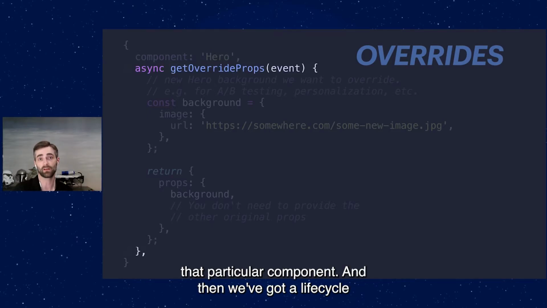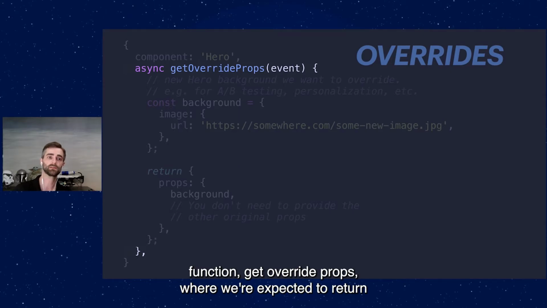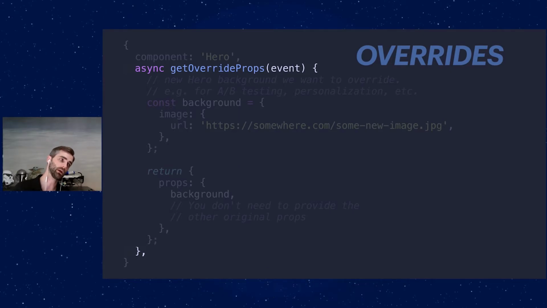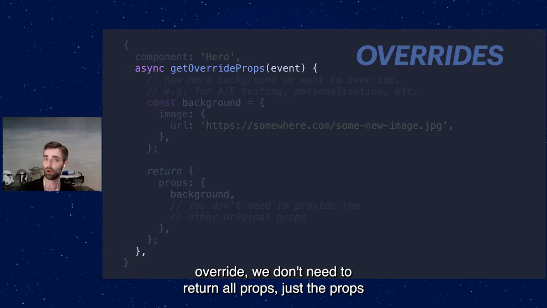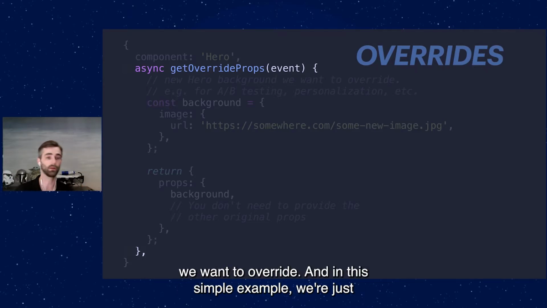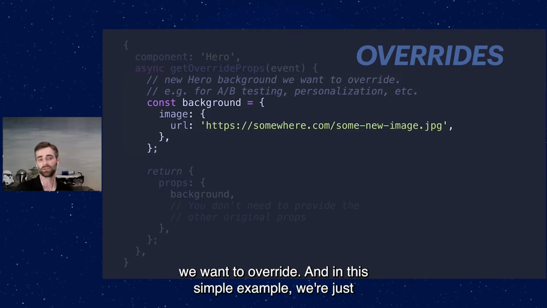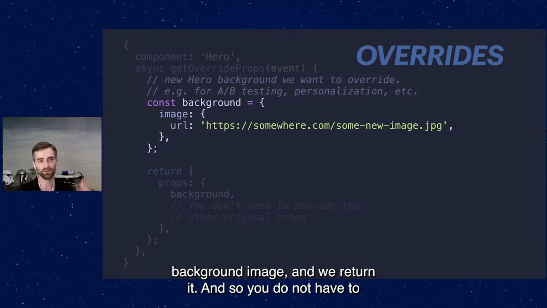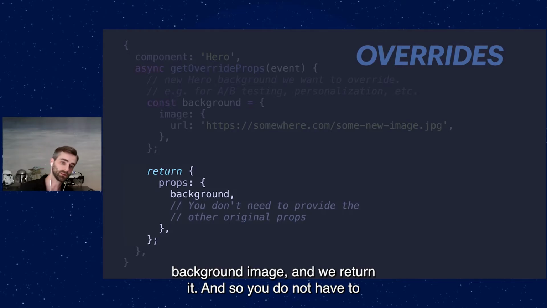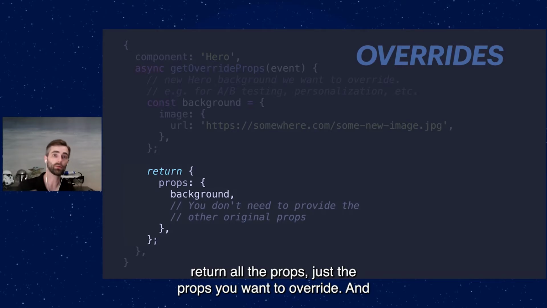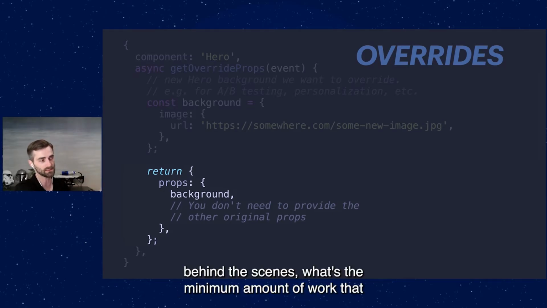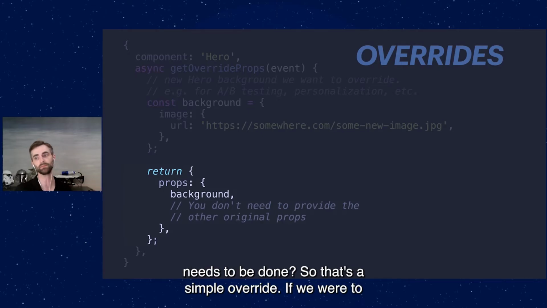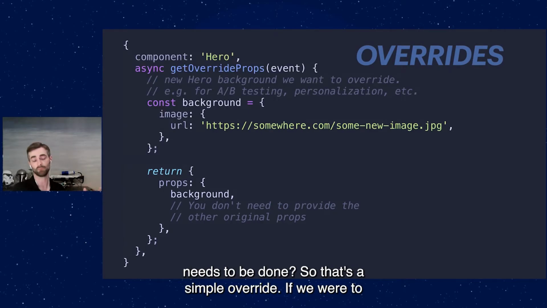And then we've got a lifecycle function, get override props, where we only need to return the props that we want to override. We don't need to return all props, just the props we want to override. And in this simple example, we're just having a hard-coded background. We say, here's our new background image, and we return it. So you do not have to return all the props, just the props you want to override. And that's what's key so that the system can figure out behind the scenes what's the minimum amount of work that needs to be done. So that's a simple override.